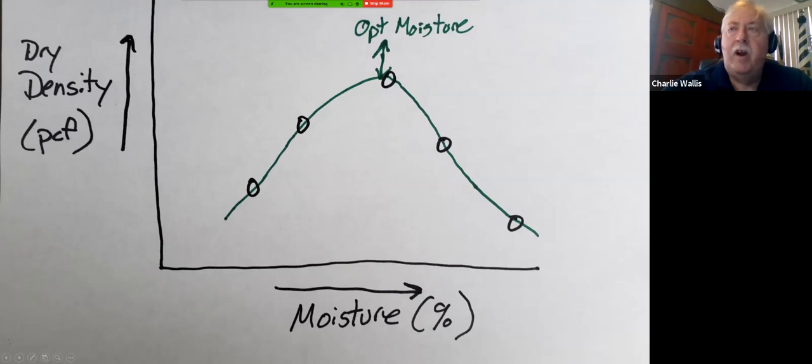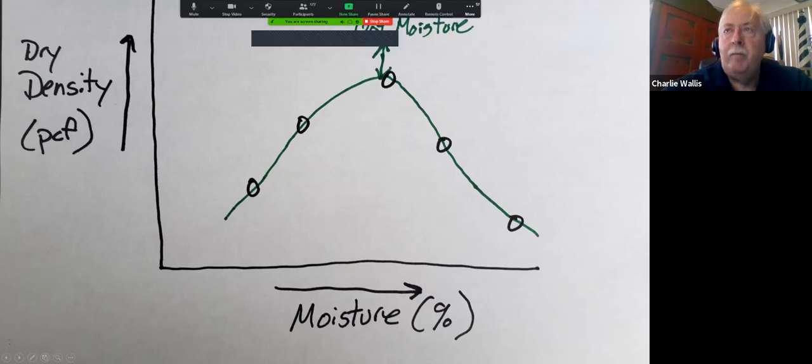So if you make a smooth graph between the points, you can determine what the optimum moisture content would be to give you the maximum dry density. And this is what is commonly used in the field.